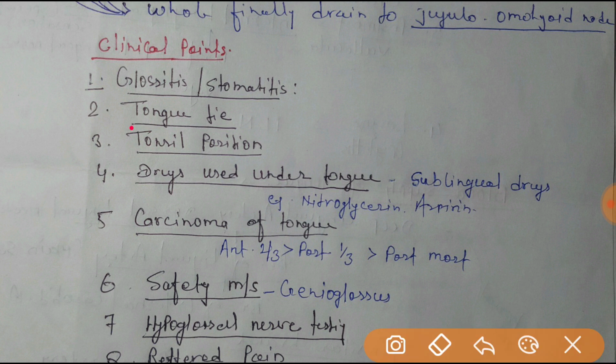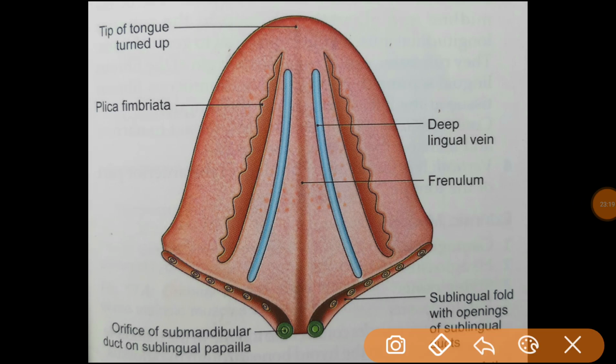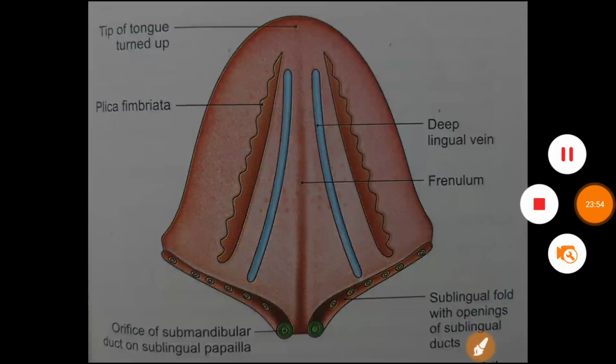Next is the tongue tie. Tongue tie indicates when the frenulum of the tongue, this figure shows you that this is the frenulum. If this frenulum is more prominent and attached more from the tip of the tongue to the base, then it is called tongue tie. When there is tongue tie, the baby can't make clear speech. So this is managed by surgical cutting of the frenulum.